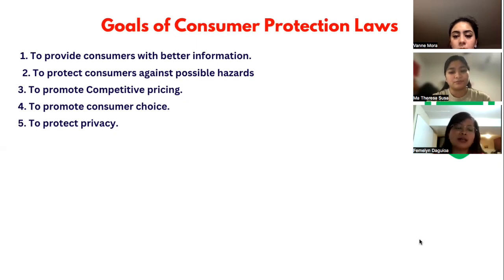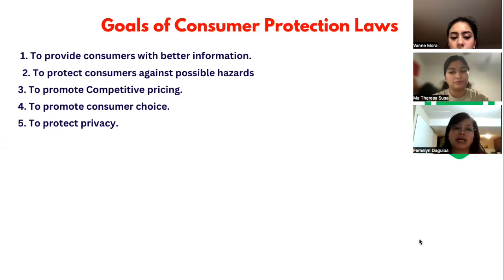And fourth is to promote consumer choice, wherein this allows consumers to choose from a variety of options so that they can select the best product for their needs. So, for example, a store offering several different brands of shampoo allows consumers to compare prices and ingredients before deciding which brand or which one to buy.